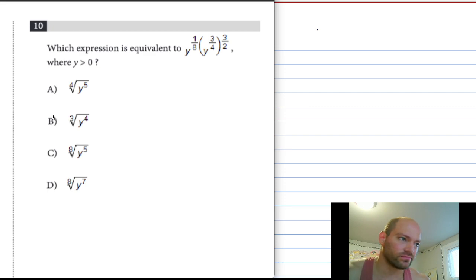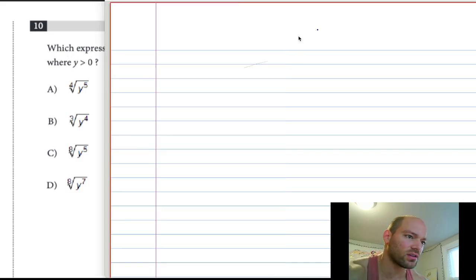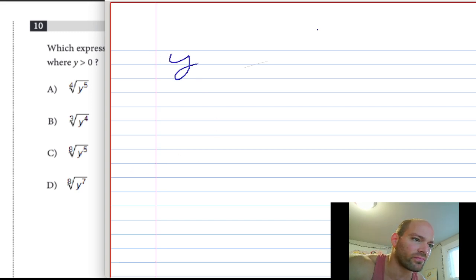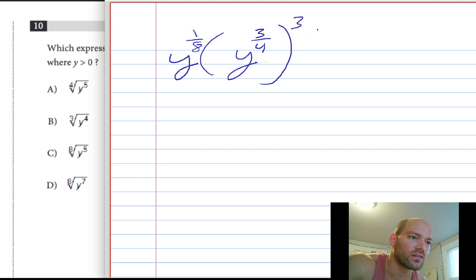So number 10, once again, this is the March 2022 SAT. Which expression is equivalent to y to the 1/8 times y to the 3/4 to the 3/2? So let's see here. y to the 1/8 times y to the 3/4 to the 3/2. That looks okay, right? Looks fine. Did I write it right?